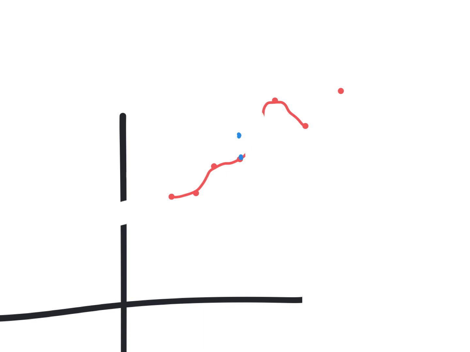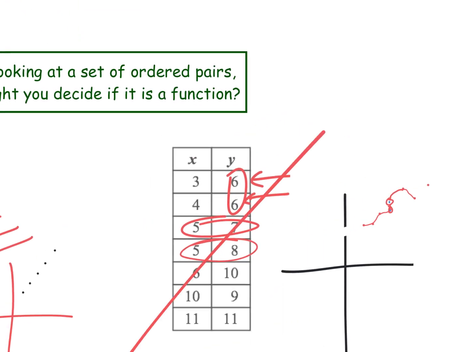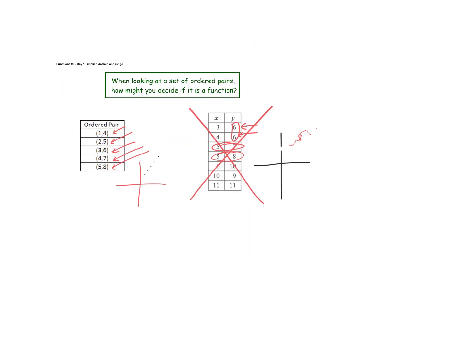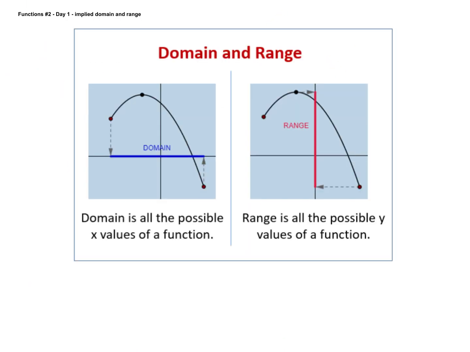A kid watching at home on the video would have been very confused, maybe they wouldn't have noticed those two spots, but look at that. Doesn't pass the vertical line test, not a function. Good catch, thank you. Okay, domain and range.